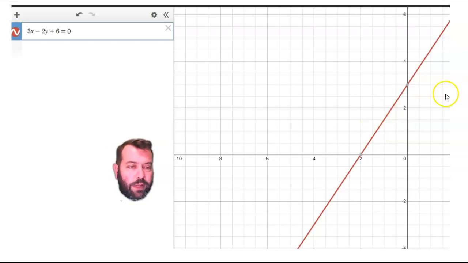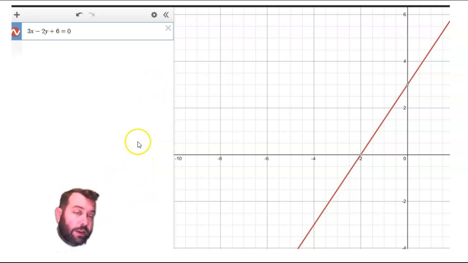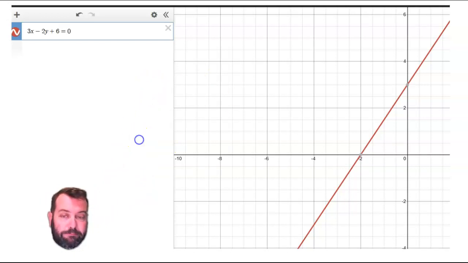And my y-intercept, we calculated it should be 5. Oh, sorry, it should be 3. And there it is, there at 3. So Desmos, who would have thought it'd be handy? Of course it's handy. It's a lovely way to check your work when we're doing these sorts of things.